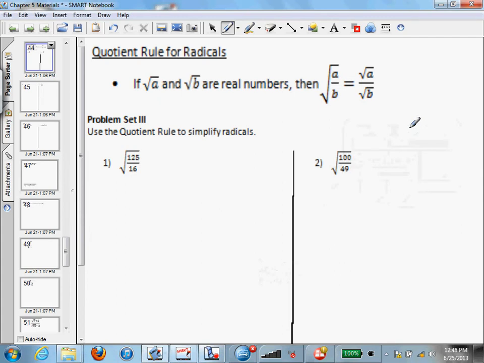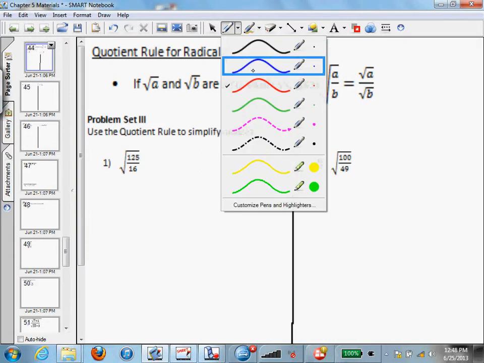Hello and welcome back to part 2 of 5.4. We're going to look at the quotient rule for radicals. So we look at this rule that if the square root of a and square root of b are real numbers, then the rule that we've been using before, that we can split the radicals apart into two separate pieces of the fraction and work with them then. So let's go ahead and start with problem set 3 and let's take a look.